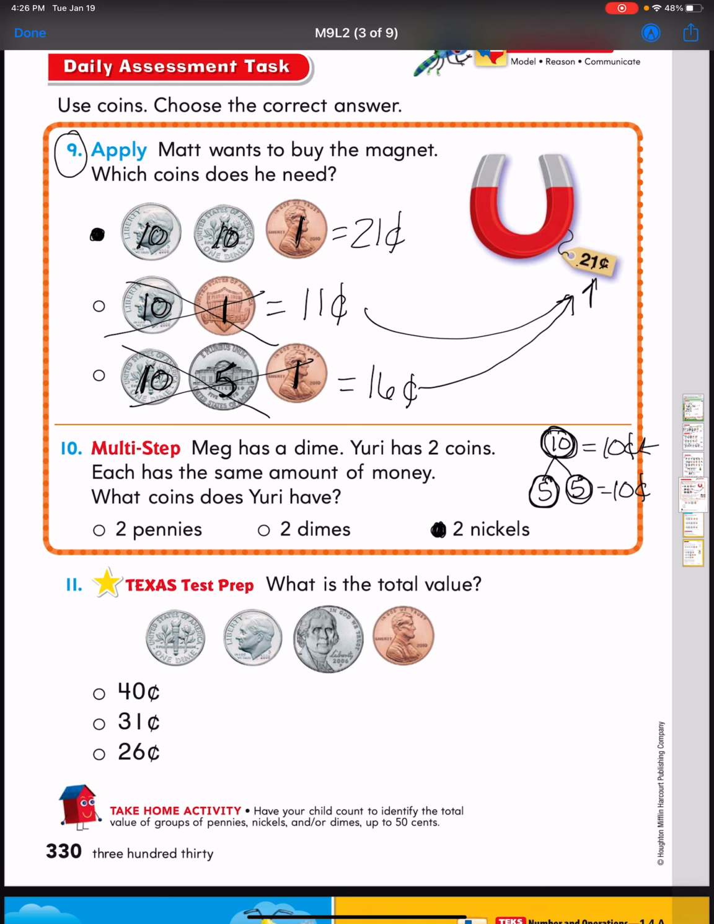All right, number 11. What is the total value? What do I have here? Well, I have a dime, that's 10, a dime, that's 10, a nickel, that's 5, and a penny, that's 1. So let's figure out how much money we have. We have 10, 20. Oh, I'm going to start counting by 5s now. 25. And now I'm going to count by 1s. 26. We have 26 cents. And that would be this answer.